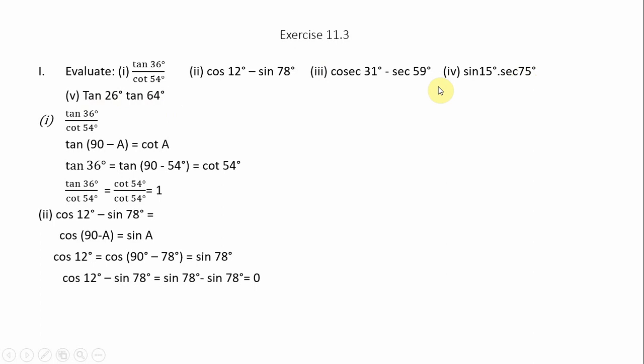Understand, whatever the operation is given to you, when you have the first one as tan 36 by cot 54 degrees, this value you have to find. Basically, 36 and 54 are not the standard angles. But if you carefully observe, 36 degrees plus 54 degrees together is equal to 90 degrees only. So they are complementary angles. Here, 78 and 12, complementary angles. 31 and 59, complementary angles. 15 and 75, complementary. These are all complementary angles only, right? So after understanding that they are complementary angles, first question, tan 36 degrees by cot 54 degrees.